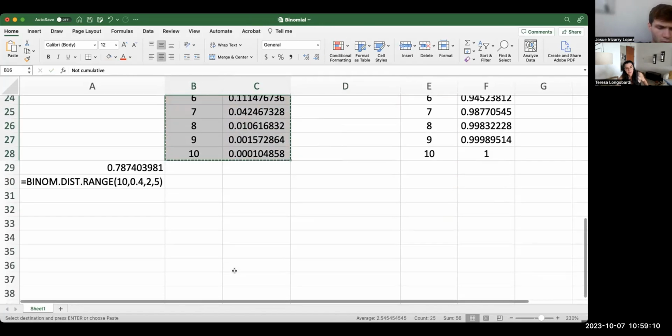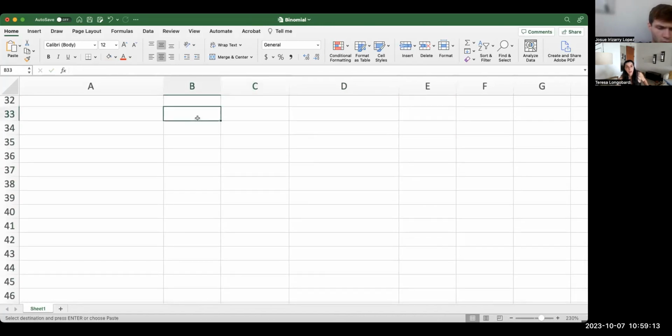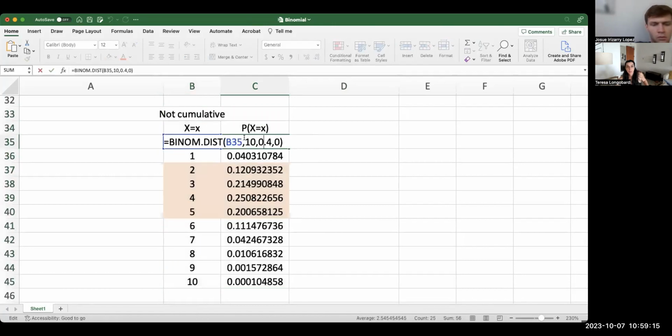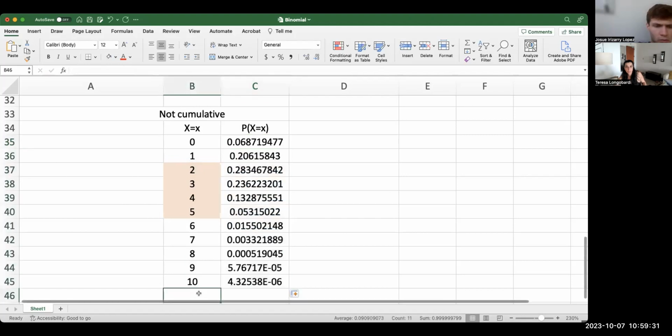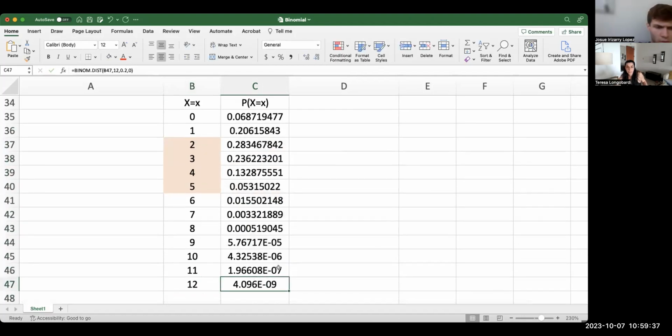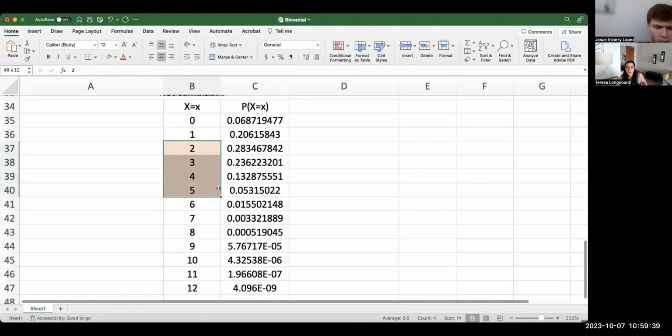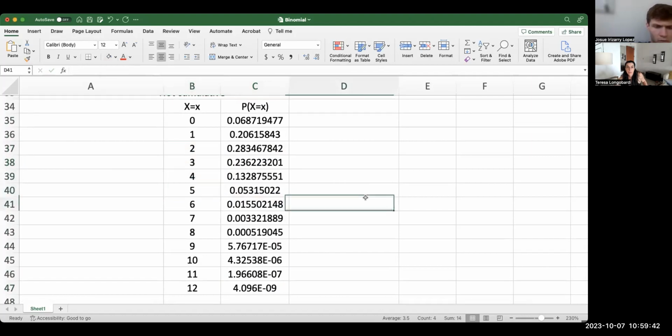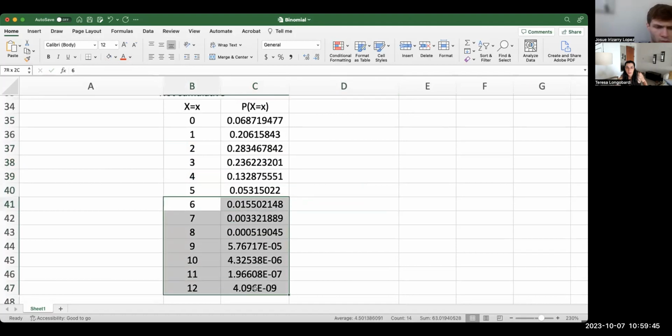I'm going to copy this in a clean area. And I want to put in here B35, which is 0. It's going to be 12. And the new probability is 0.2. And I have to add 2 more. And I'm going to get rid of this. And there you go. So now I want to sum from 6 till 12, right?